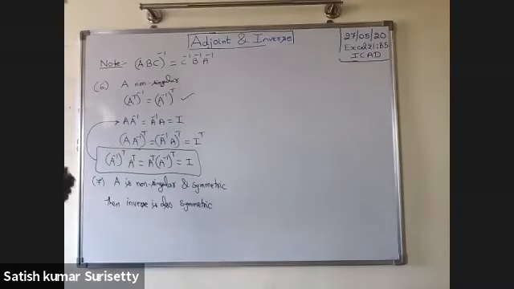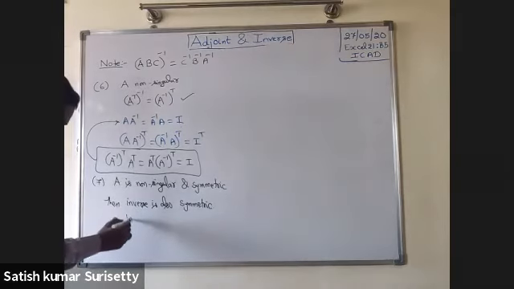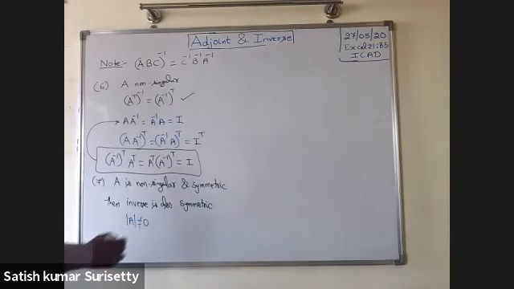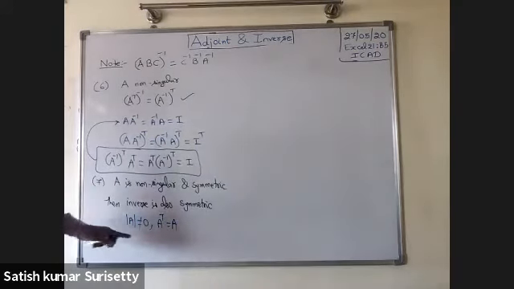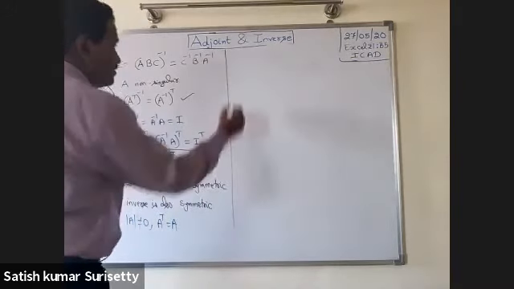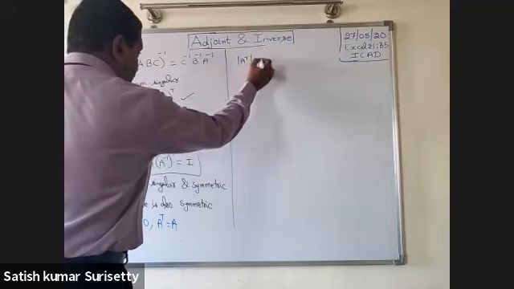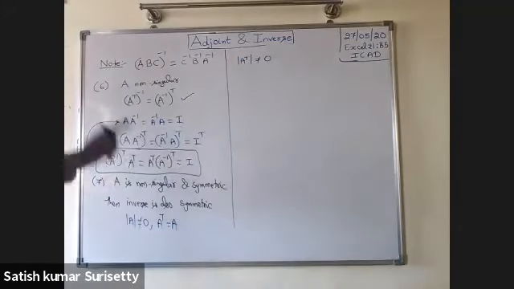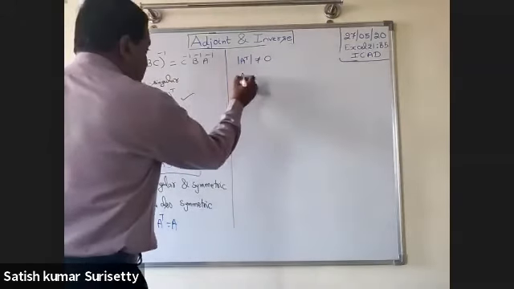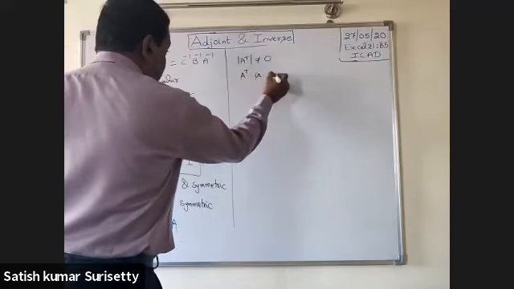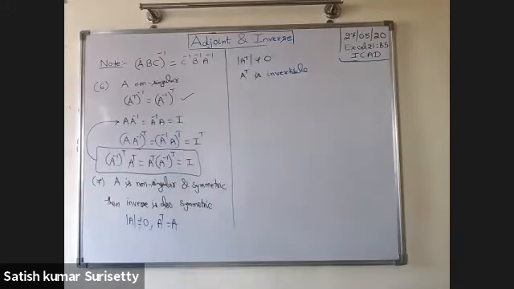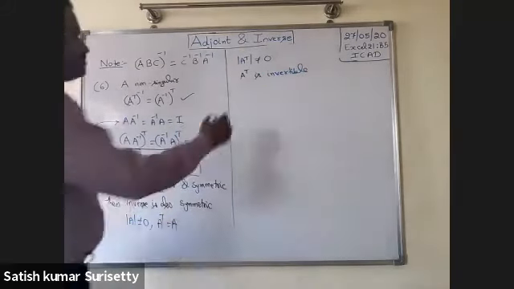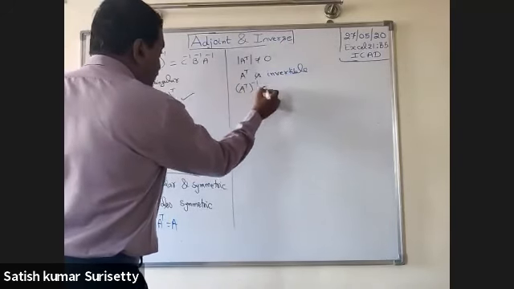Once A is non-singular and symmetric, it means determinant of A is not equal to 0, and symmetric means A transpose equal to A. Once determinant of A not equal to 0, determinant of A transpose is also not equal to 0. Why? Because determinant of A is the same as determinant of A transpose. That means A transpose is invertible. A transpose whole inverse exists.